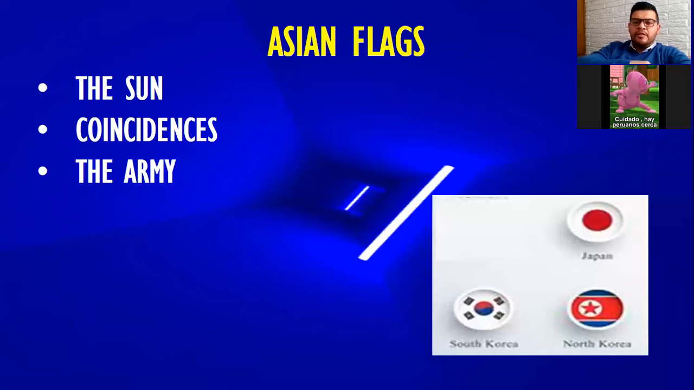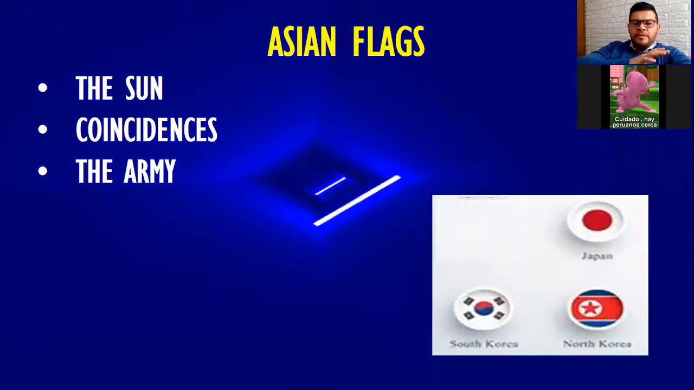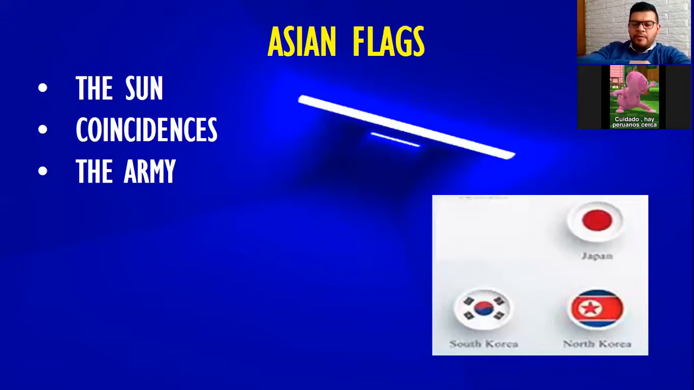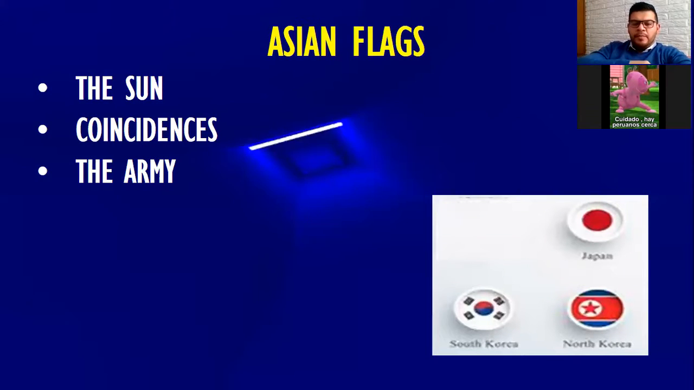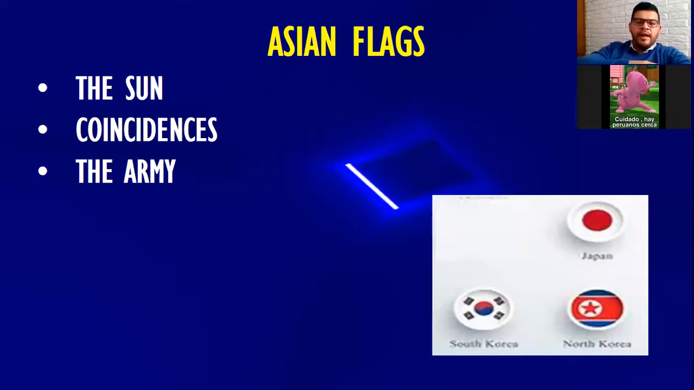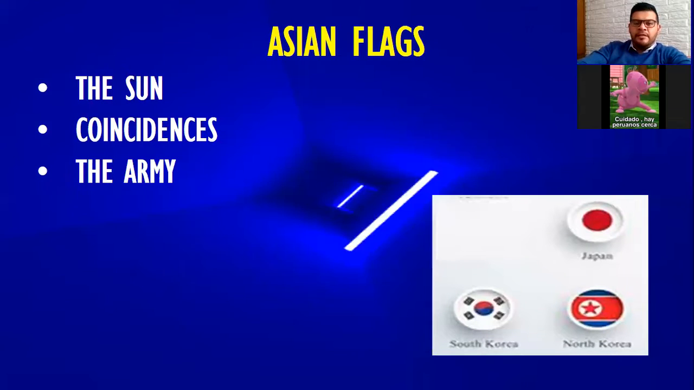And this circle really only represents the sun. That's the reason why they have some coincidences, especially between the South Korean flag and the Japanese one. And North Korea also has a circle, but if you see in the center of the circle, it has a star, which represents the North Korean army. So there is not a very huge story about these three Asian flags, but the only thing they share in common is the circle, which represents the sun, right?